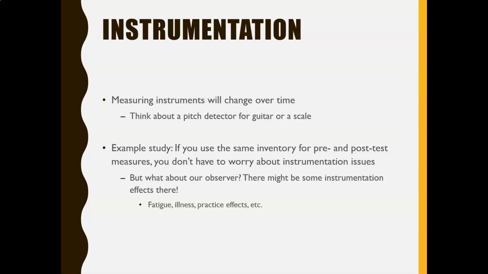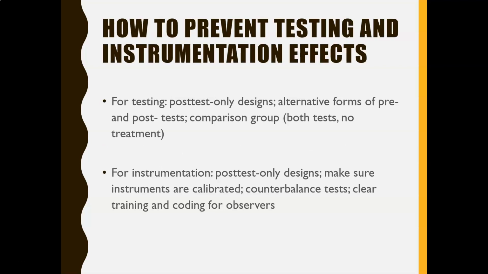So let's talk about some of the different ways that we can rule out testing threat and instrumentation threat. For testing, there are a couple of things your textbook recommends. First of all, you can choose to not have a pretest at all, and sometimes that's okay. You can have what is called alternative forms of the pretest and the post-test. In this case, you're asking similar questions, but they're not exactly the same, so you can rule out practice effects or familiarity. Make sure you have a comparison group. Give them both tests, pre-test and post-test, and make sure one group doesn't have a treatment.